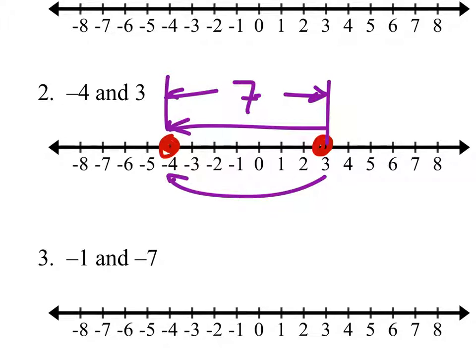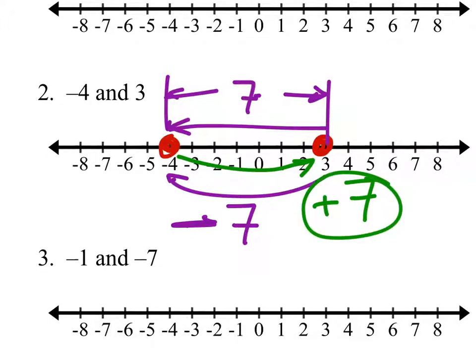Well, what direction did we go in? We went in the negative direction. And then we can see they're 7 units apart. Okay? But let's say that we went to the right, starting from negative 4. Well, we know they're 7 units apart, but which direction did we go in? The positive direction. That's a good question. Why does it matter if it's negative or positive 7?